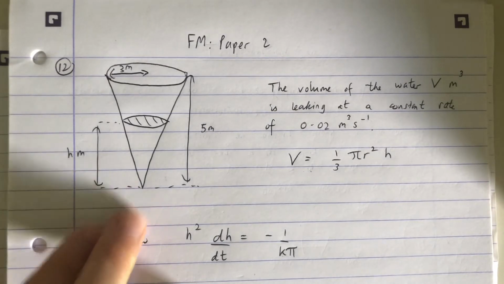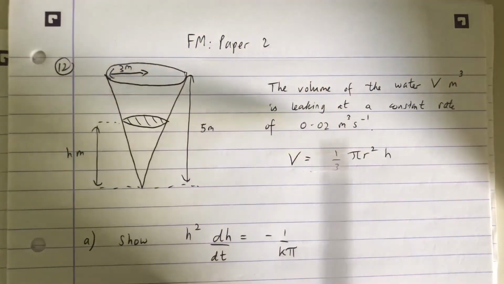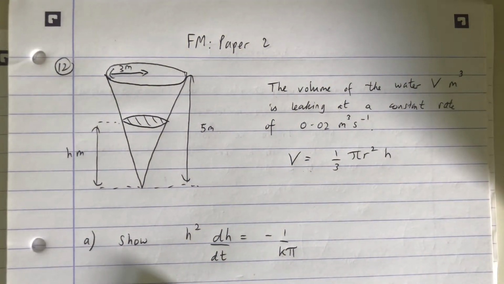And water is leaking out of the bottom of this cone at a constant rate of 0.02 meters cubed per second. And they give us a little bit of a clue. At some point we might need to calculate the volume, which is V equals 1/3 pi r squared h for a cone. Now the first thing I would do is rewrite this sentence in just mathematical symbols.